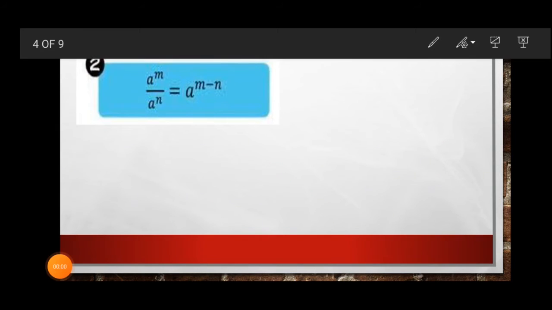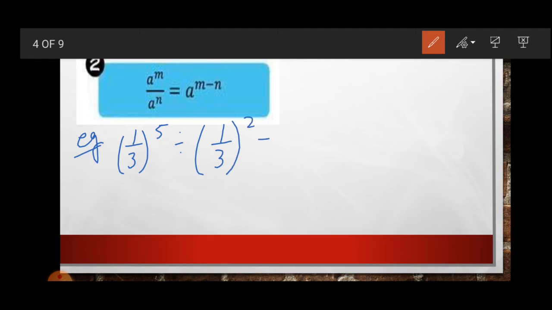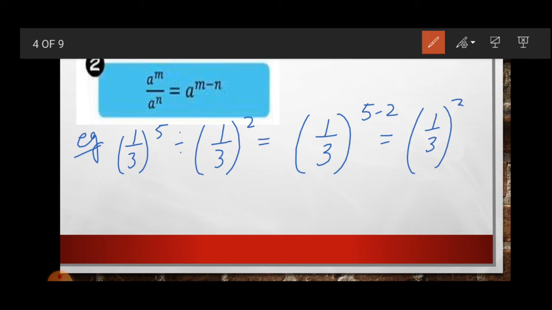Second law of exponent: a raised to the power m divided by a raised to the power n is equal to a raised to the power m minus n. Let's take an example. 1/3 raised to the power 5 divided by 1/3 raised to the power 2 is equal to 1/3 raised to the power 5 minus 2, which is 1/3 raised to the power 3. Let's take another example.